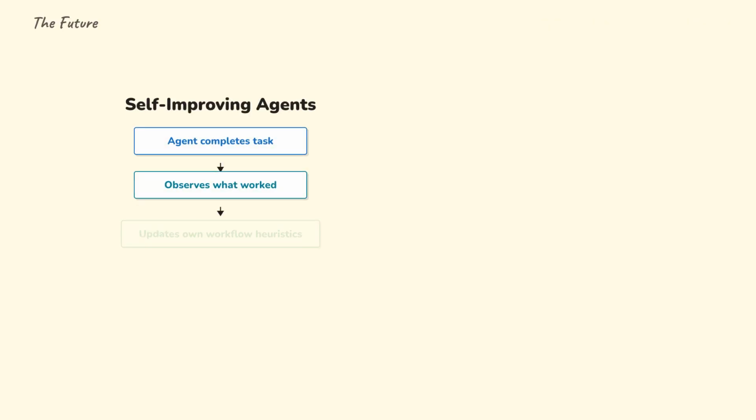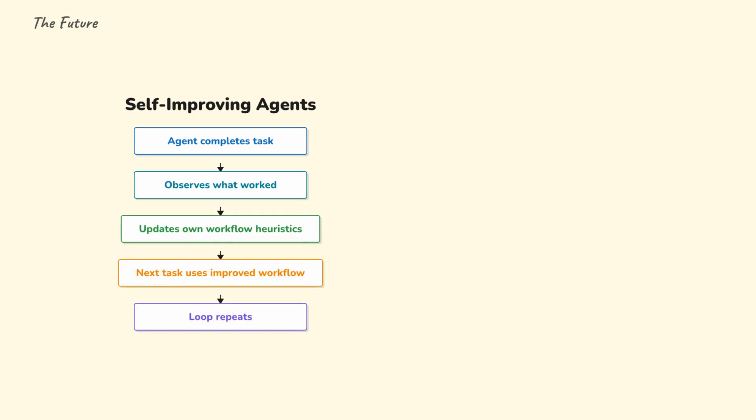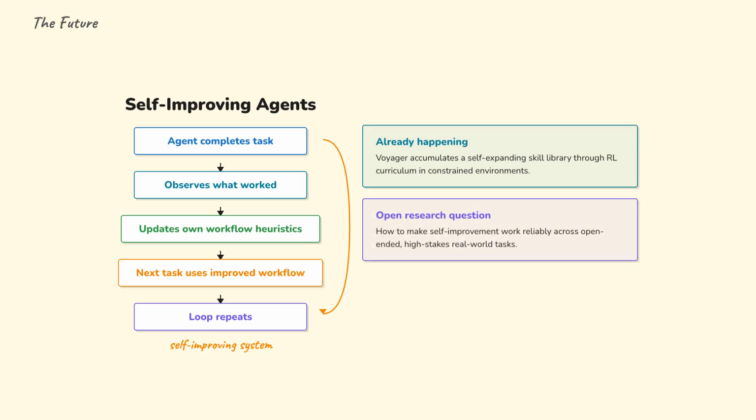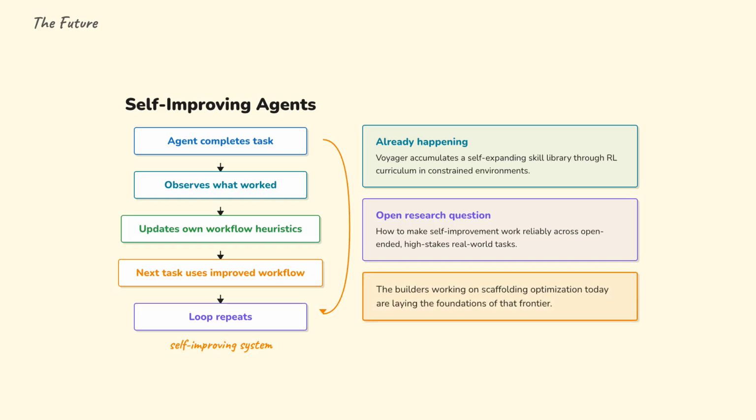The long-term trajectory points toward agents that don't just execute better, they improve their own way of working. An agent that, after completing a difficult task, updates its planning heuristics based on what worked. One that detects its own verification gaps and adds new checks. One that discovers tool combinations that consistently improve outcomes and promotes those into its default workflow. This isn't science fiction. Voyager already does a version of this in constrained environments, accumulating a self-expanding skill library. The open question is how to make self-improvement work reliably across open-ended real-world tasks.